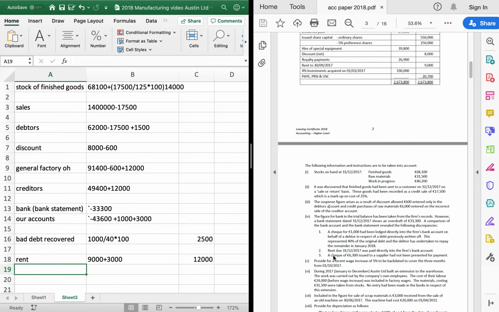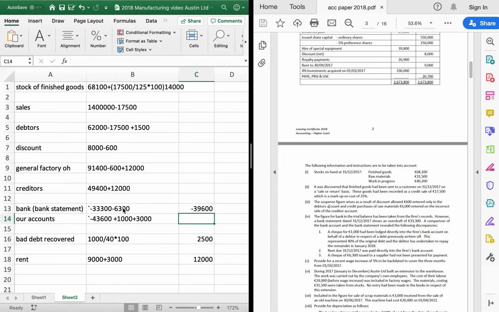And the third part, a check for 3,600 had not been presented for payment. So we've put it in our account. So we've put it in bank and creditors, but the bank haven't put it there. So we've written a check for 3.6. So the amount in the bank statement should have been 3.6 less. So that's minus 33.3 minus 3.6. These should balance after this.